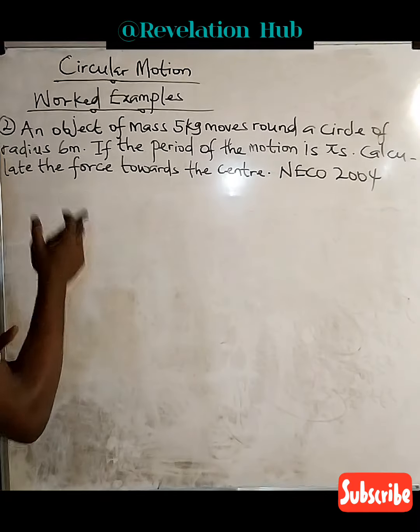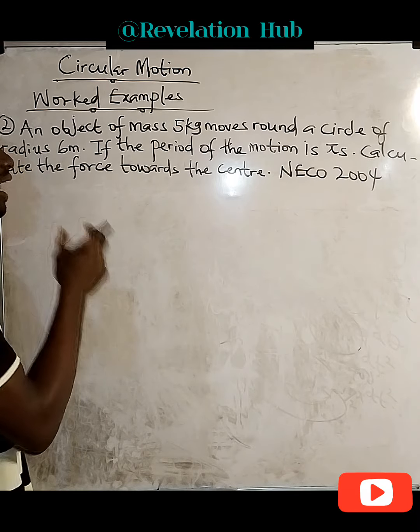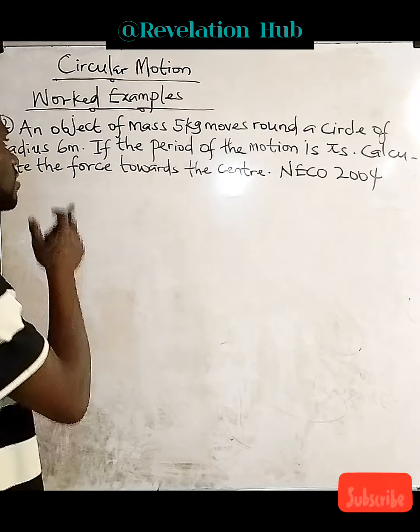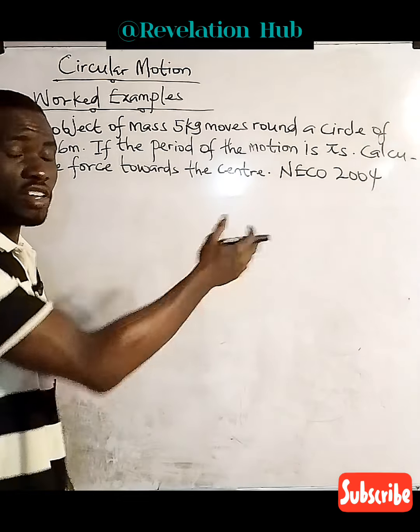An object of mass 5 kg moves around a circle of radius 6 meters. If the period of the motion is pi seconds, calculate the force towards the center. Now, this question was given to some NECO students in the year 2004.